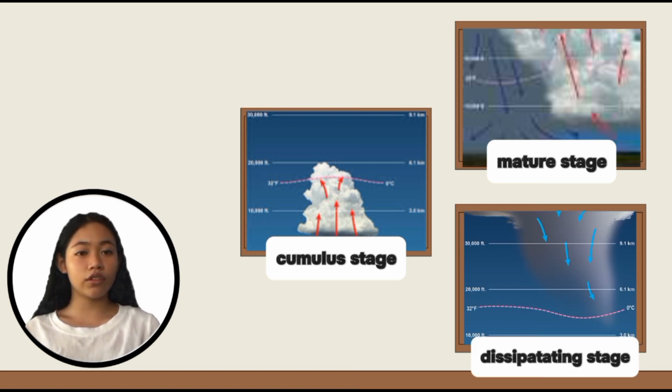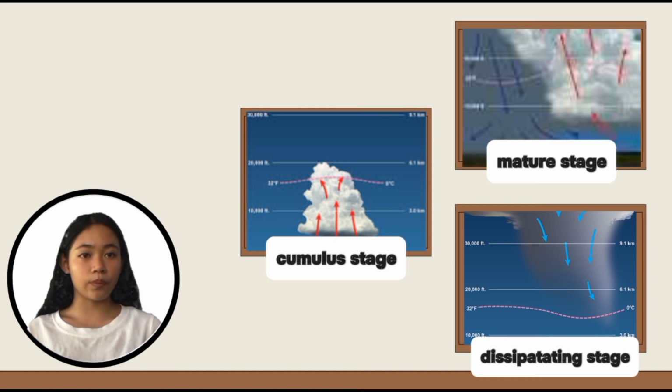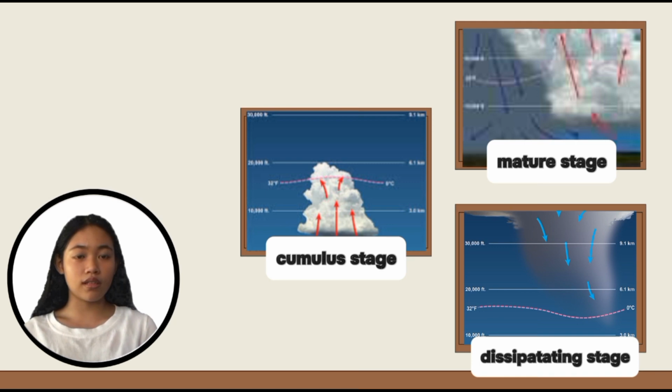And the last one is the dissipating stage. After 30 minutes, thunderstorms begin to dissipate. This occurs when the downdraft in the cloud begins to dominate over the updraft. Since warm moist air can no longer rise, cloud droplets can no longer form. So in the dissipating stage, this is when the storm weakens and breaks apart.